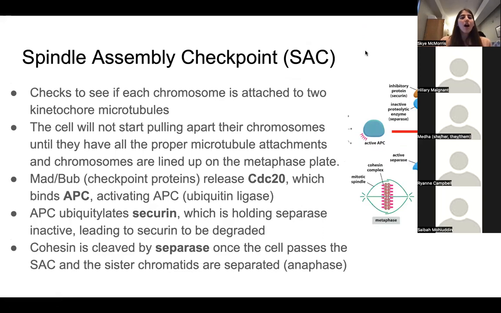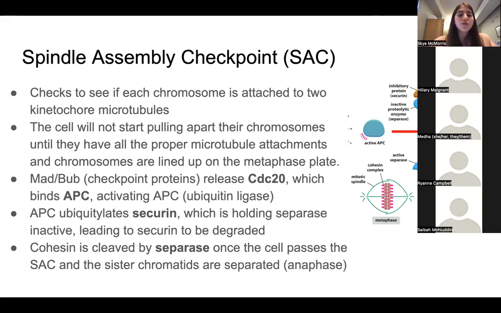Okay. The next checkpoint is the spindle assembly checkpoint. This is making sure that each chromosome is attached to 2 kinetochore microtubules. During M phase, you have the disassembly of the cell's microtubule system that it has set up in the cell. Then it generates the spindle through the centrosomes. Once the spindle assembles, it has to reach out across the cell and attach to 2 kinetochores on each of the sister chromatids.